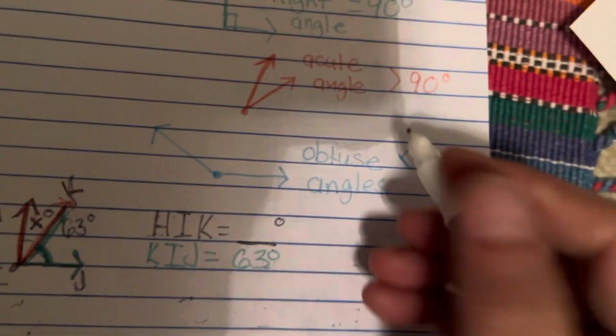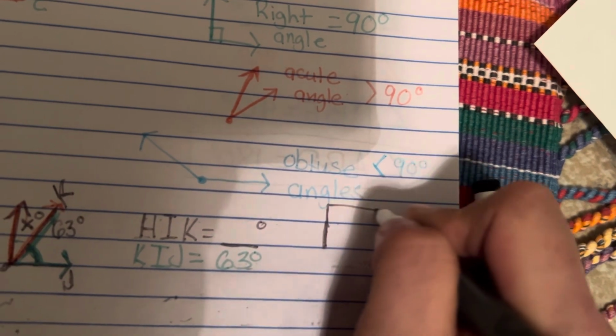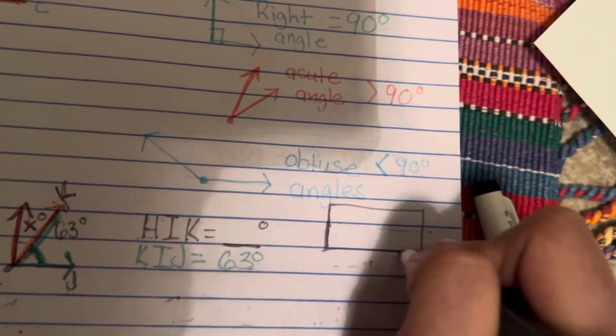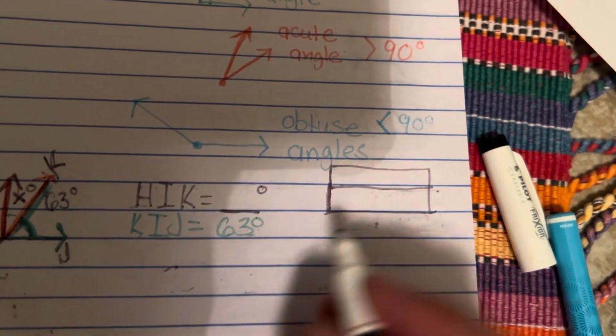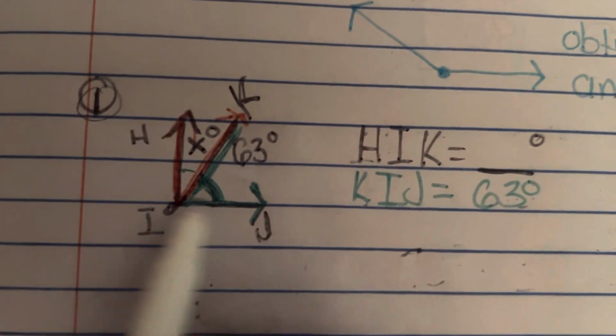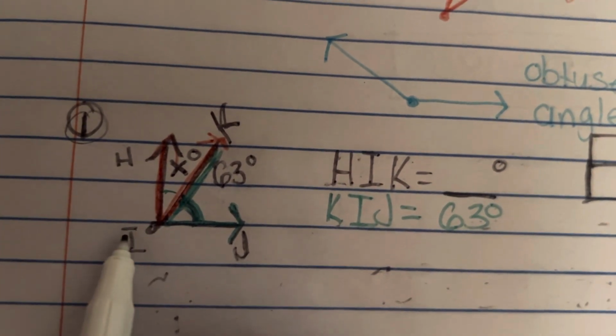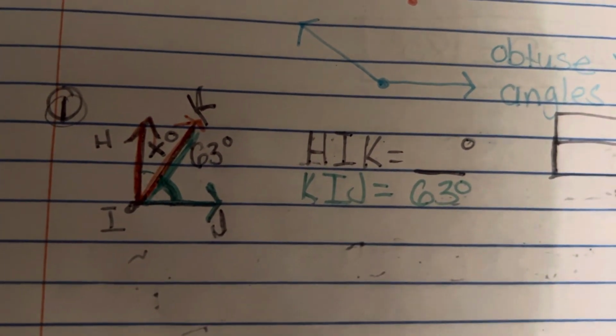So if we wanted to connect this to something we have been using all along, make a strip diagram or a strip model, and we know that the total is a right angle. That HIJ is a right angle.